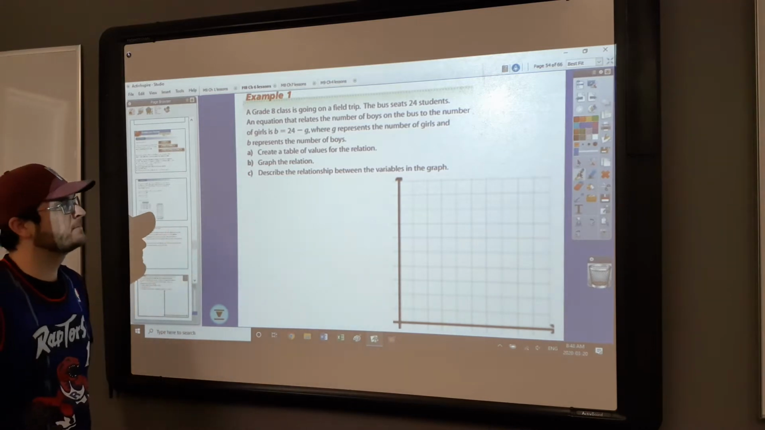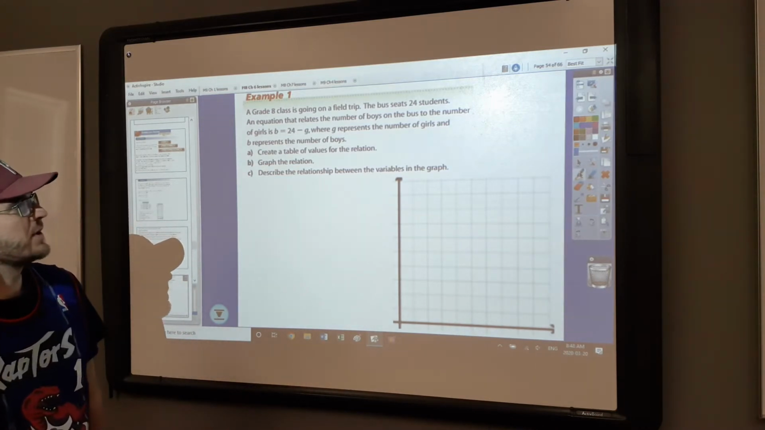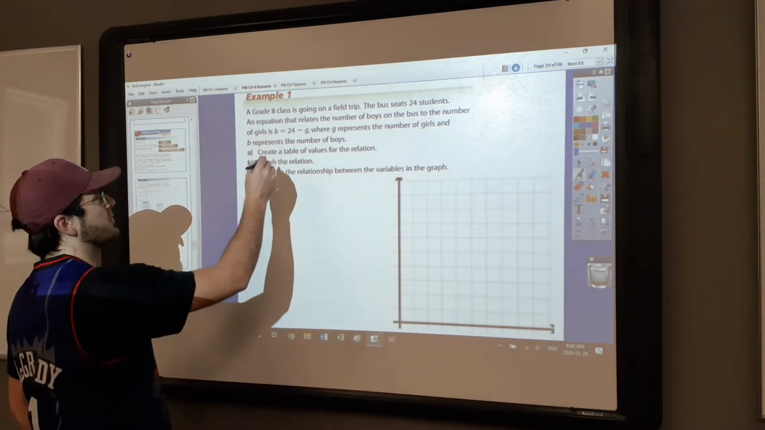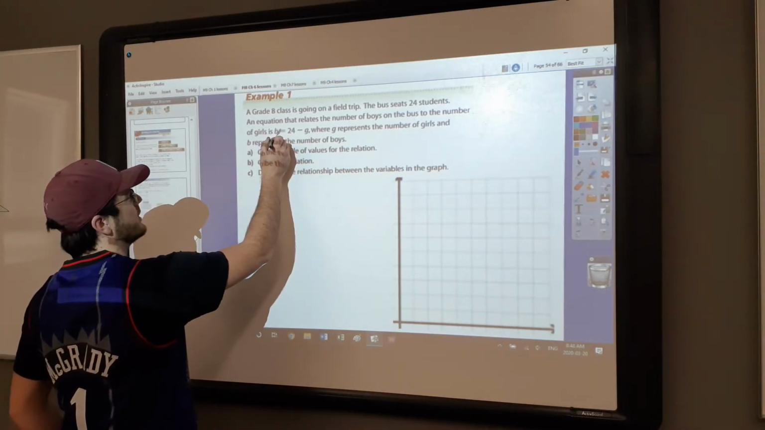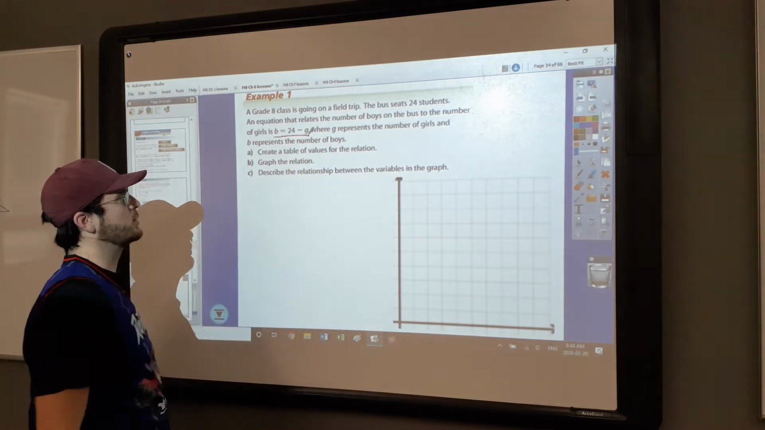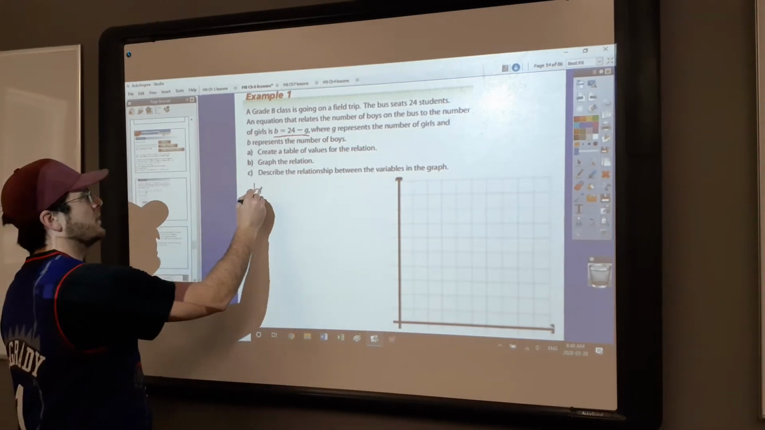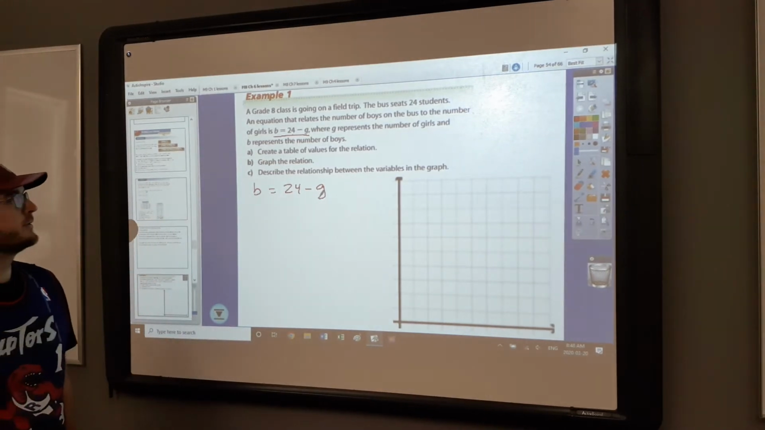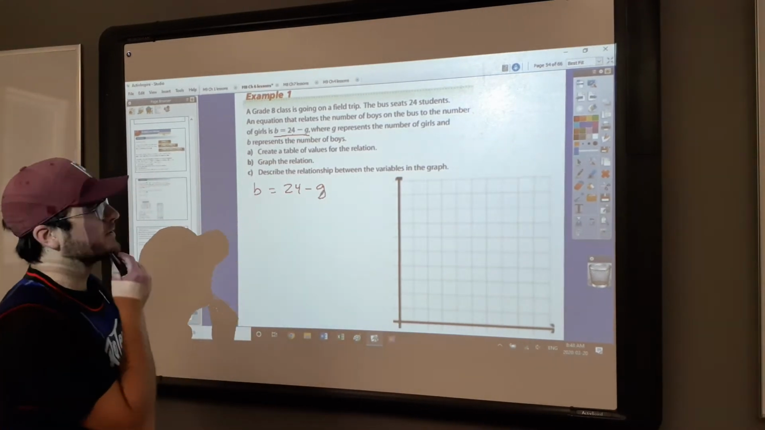This example 1 talks about a field trip with a bus with a bunch of students, and the number of boys and girls on the bus is being represented by this equation: B equals 24 minus G. So we're talking about boys and girls, not allowed doing that these days, but old textbooks.